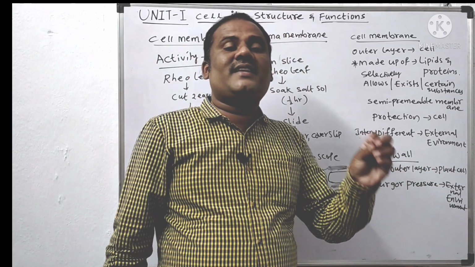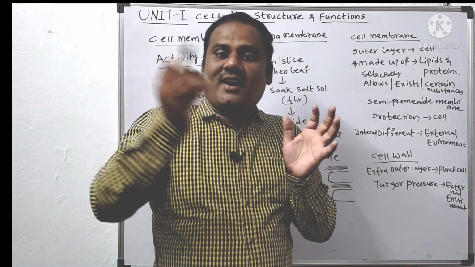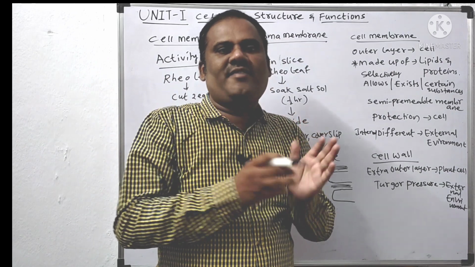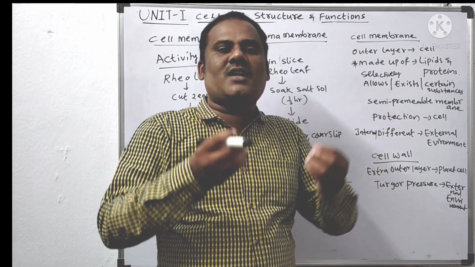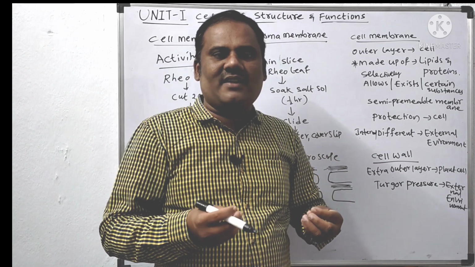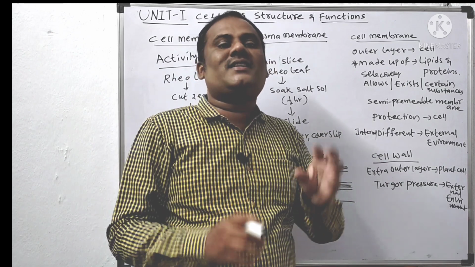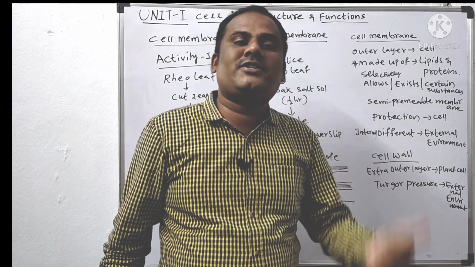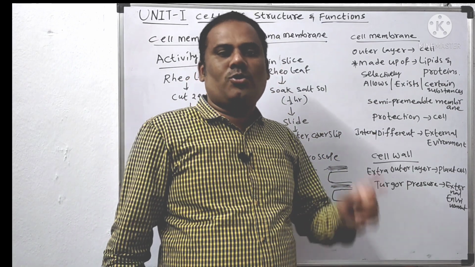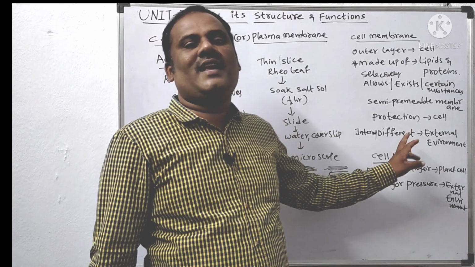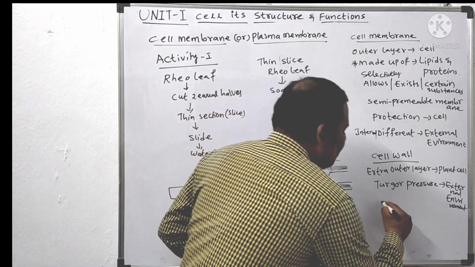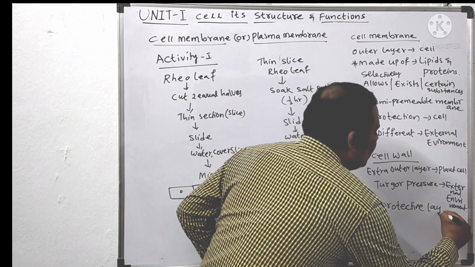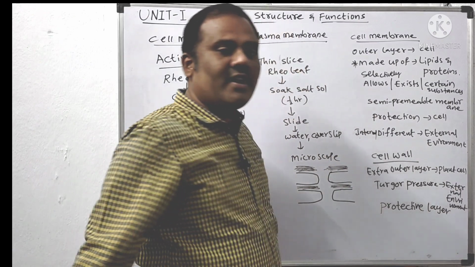Second thing, the cell wall does not allow rainy water or other unwanted materials to enter the cell. If the cell wall is not there, what will happen? Extra water or unwanted materials will enter the plant cell, and the cell will swell and may even burst. To overcome that swelling and bursting, the cell wall acts as one more outermost protective layer.